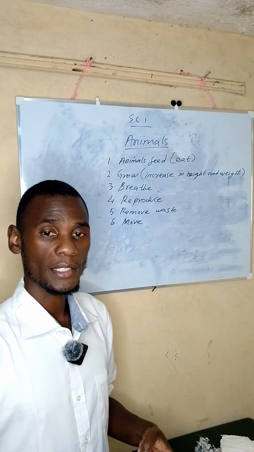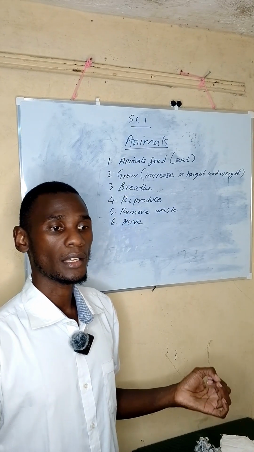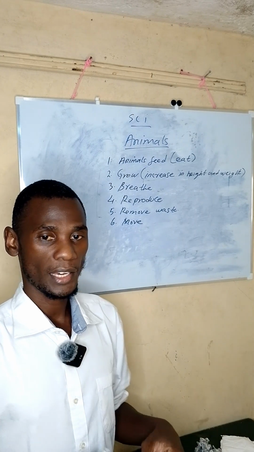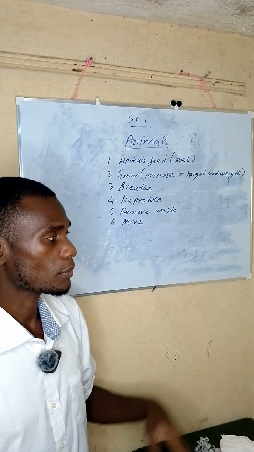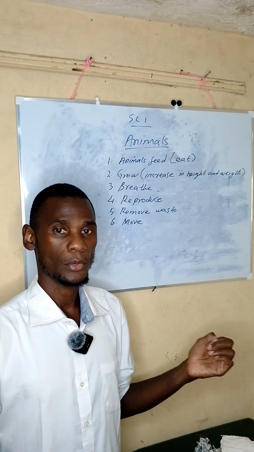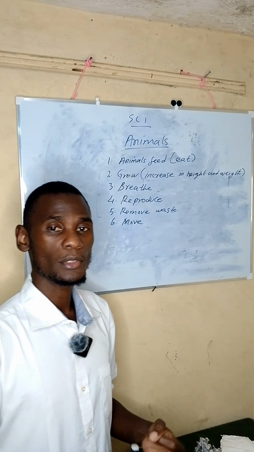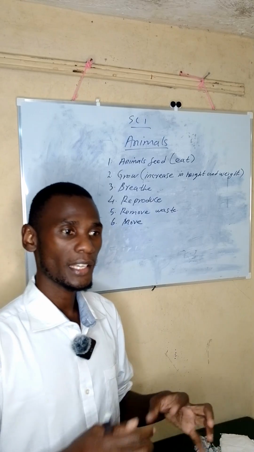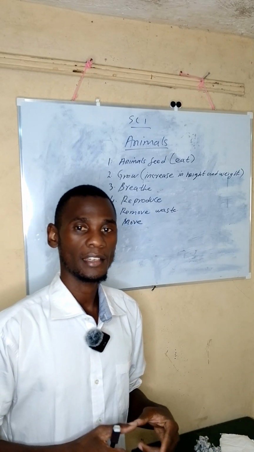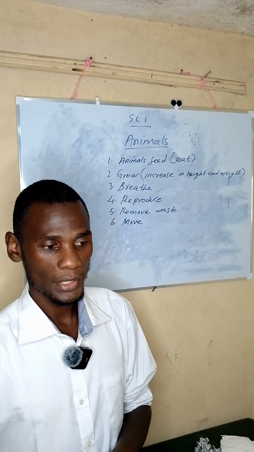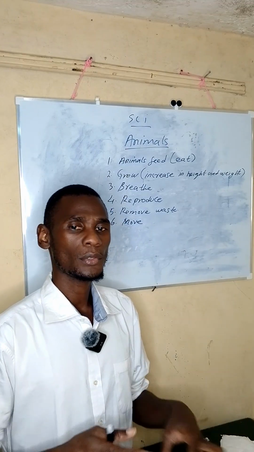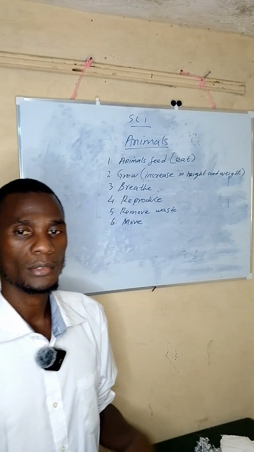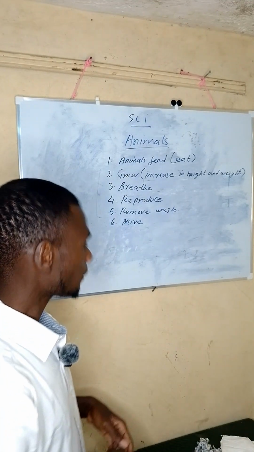Another one is water. Animals need water for them to survive. Where there is no water, they can't survive. So they will move from one place to another looking for water. Another reason why animals move is to escape danger. When they realize that their lives are in danger, they will move from that place to another. So those are some few reasons why animals move from one place to another, though there are many.